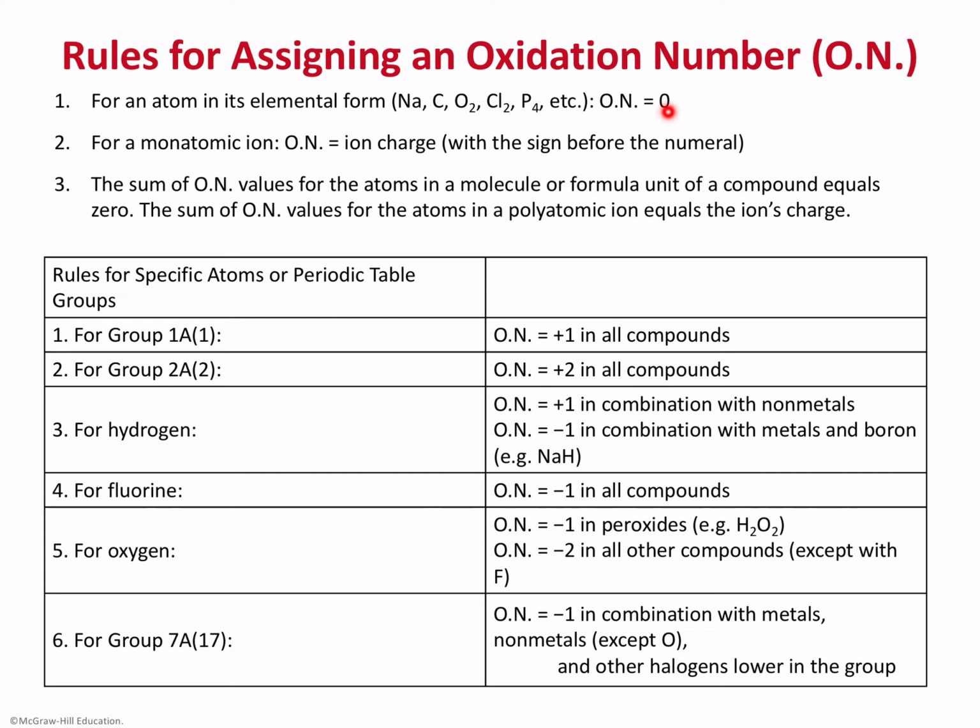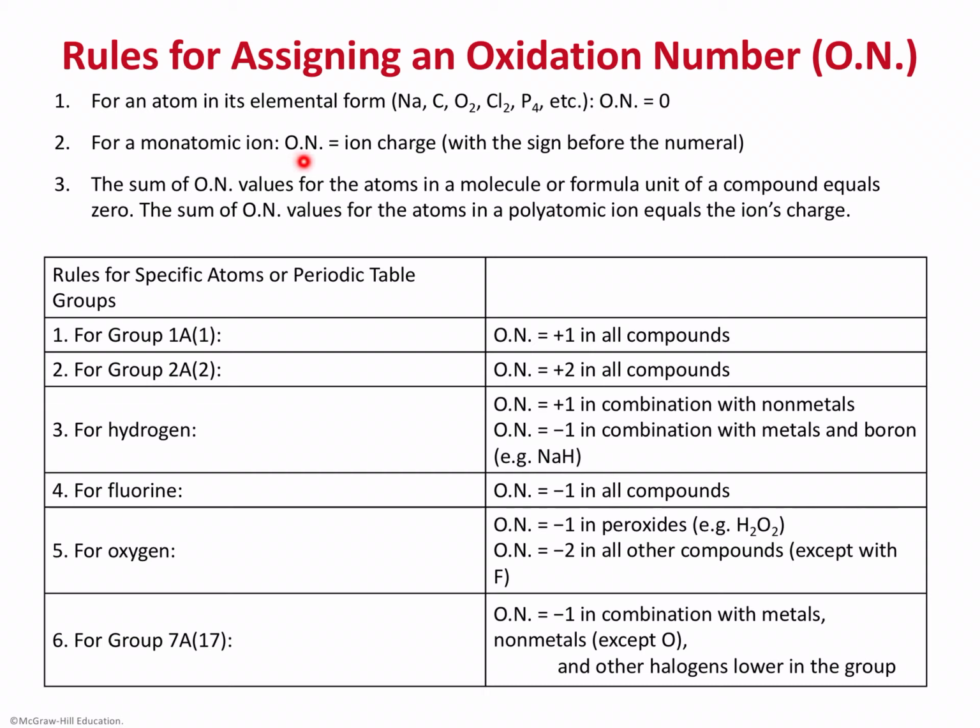oxidation number is 0. But there are some elements that exist in nature as either diatomic molecules or tetraatomic molecules, or sulfur as S8, and their oxidation number is also 0. Oxygen, chlorine, fluorine, bromine, iodine, nitrogen, hydrogen, H2. So they are diatomic molecules. Their oxidation number is also 0.